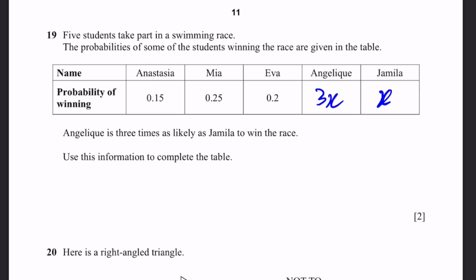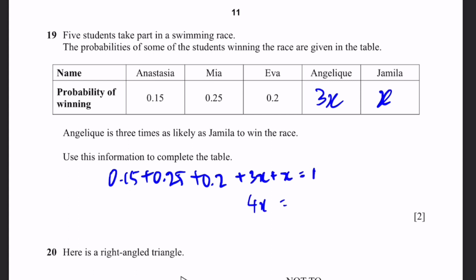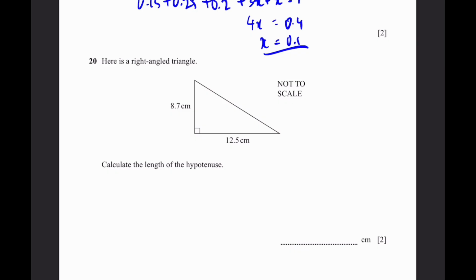So 0.15 plus 0.25 plus 0.2 plus 3x plus x equals 1. That means 4x is equal to 1 minus all this over here, which is 0.4. And x is equal to 0.4 by 4, 0.1. So this x, we can write that as 0.1. 3x, that'll simply be 0.1 times 3, 0.3. That's the answer. Question 20.